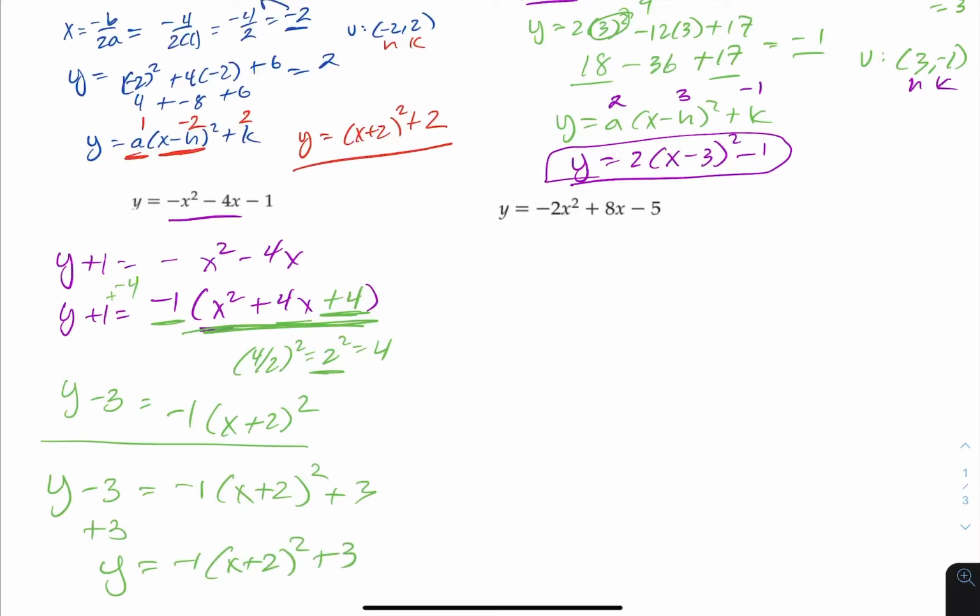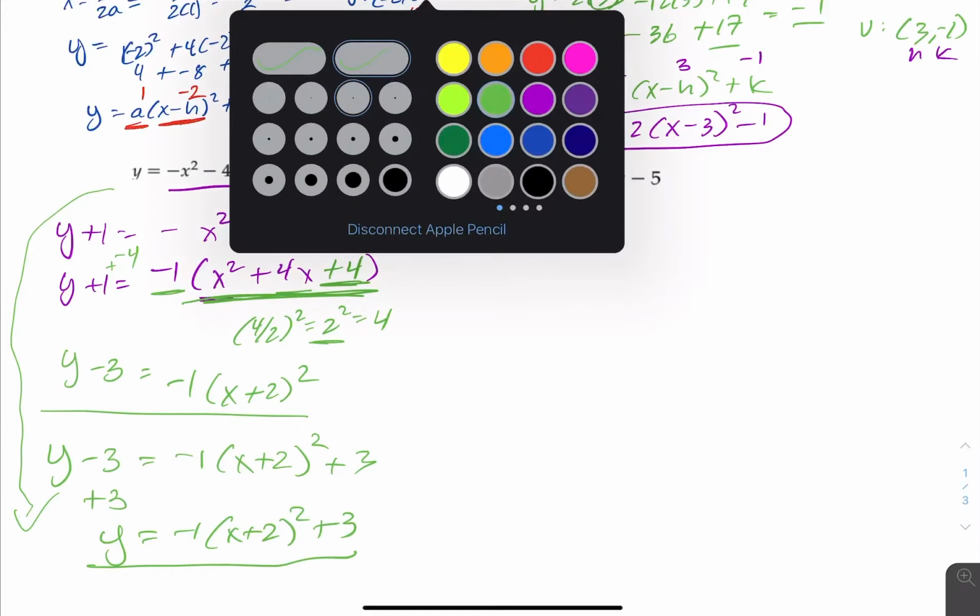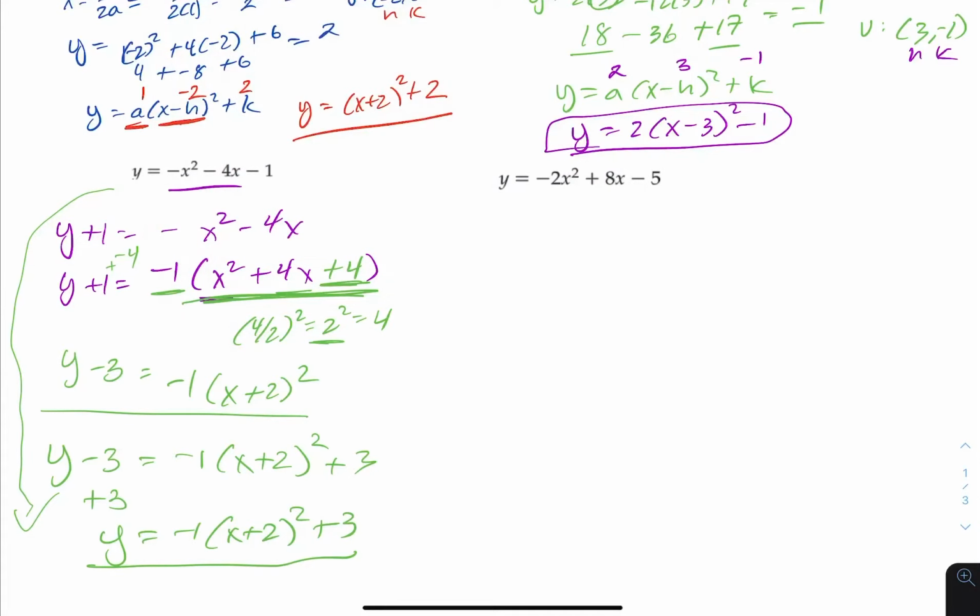And that's in vertex form. So both ways work. Either way is fine. If you prefer complete the square, you could do it by completing the square. Or you could do it by finding the vertex. I honestly personally mostly do it by finding the vertex, like I do right here for this one.